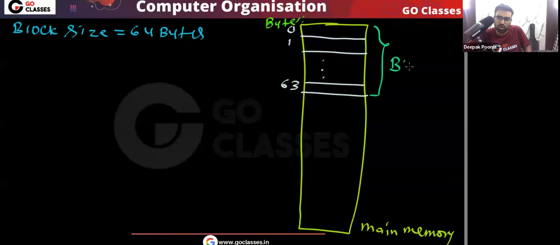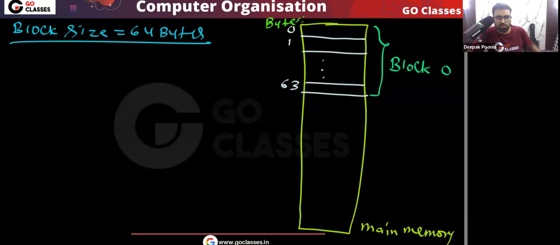This is block 0, because the block size is given to you. Block size equal to 64 bytes. So the first 64 bytes, these are block 0. And remember, byte number will start from 0. The address will always start from all 0. You can see the address of byte 0 is equal to all 0.